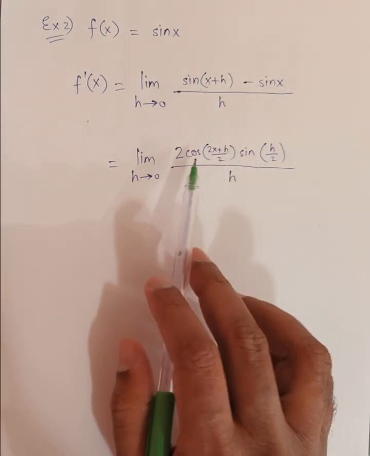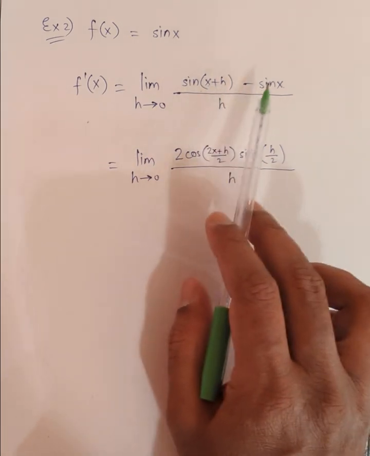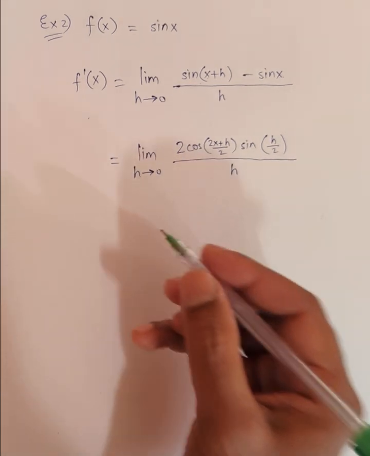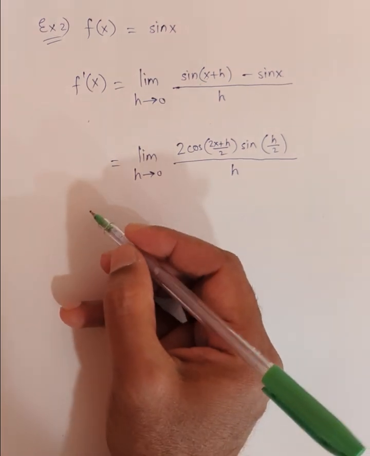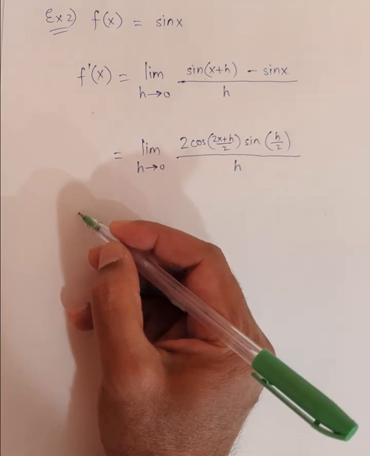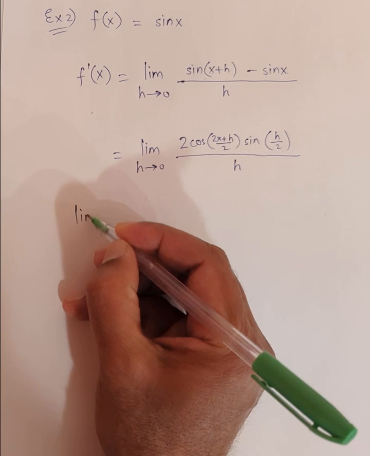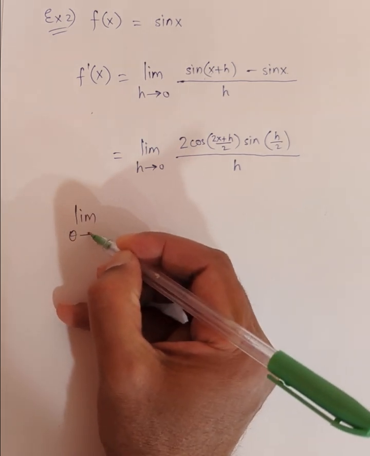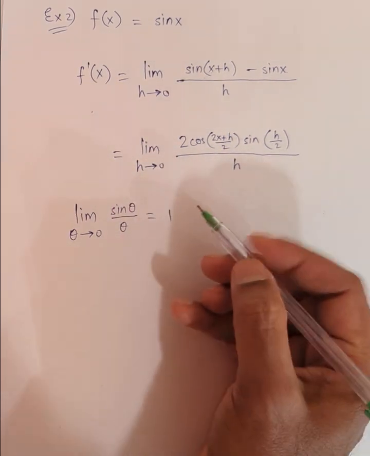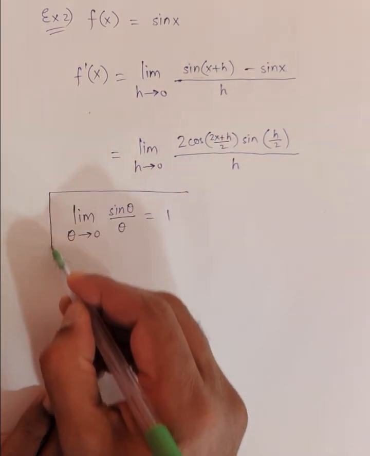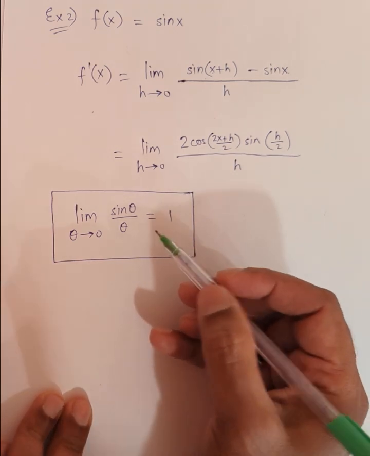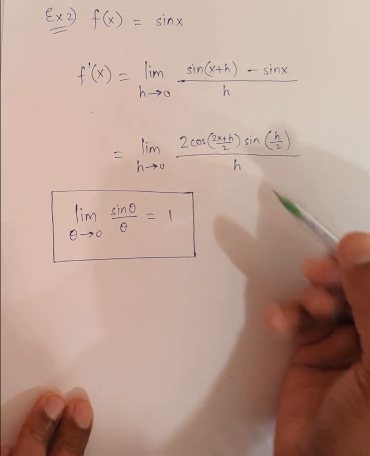So this is coming from trigonometry. Sine of x plus h minus sine x is given by this expression. And again, now I have to recall a trigonometric limit. And that limit is limit theta approaches 0 of sine theta divided by theta is equal to 1. So this is a limit that we can prove, but I'm going to use this for this particular problem.